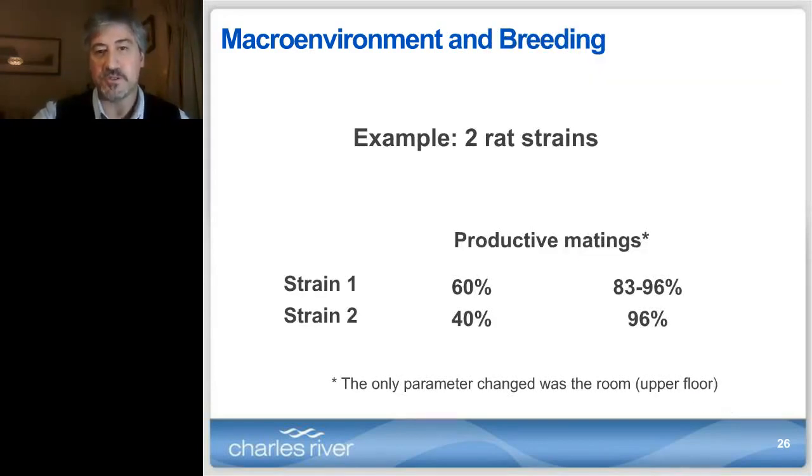Let me give you another example. This is a communication; I don't think it's published data, but these are 2 rat strains, and these strains were kept in an animal facility, and the percentage of productive matings for each one of these strains was 60 and 40%. It's not very good, but that's how it was. Then there was a refurbishment of the animal facility, and the colonies were taken to a different room. And you can see that just by moving the animals to a different room in the same facility, the percentage of productive matings changed. They continued doing exactly the same, but in a different location.